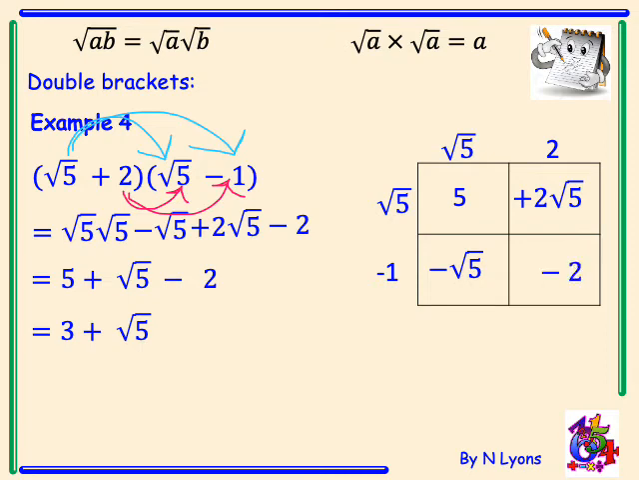Now we'll need to combine those middle terms together, the root 5s. So the plus 2 root 5 take away a root 5, we know is 1 root 5. And then final step would be combining your 5 and your minus 2 to give 3 plus root 5. And here we can clearly see from Crab's claw the answer is 3 plus root 5, but also the box method is 3 plus root 5.